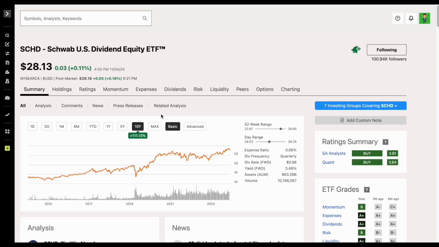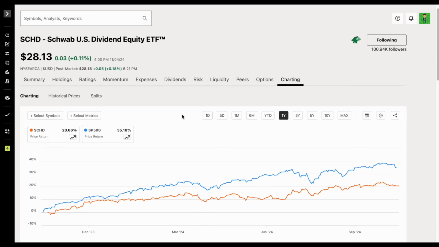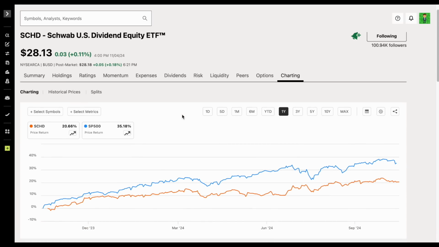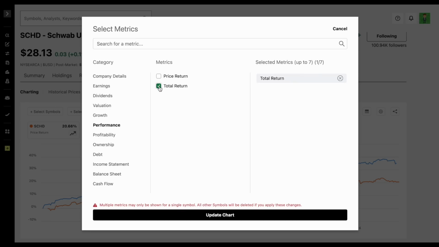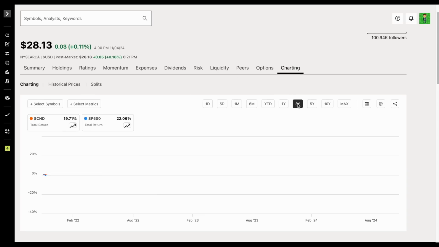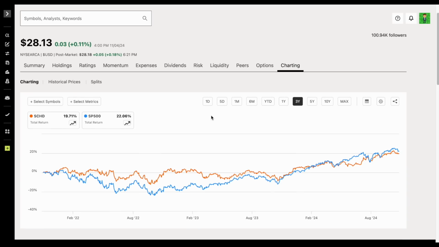But let's address some of the concerns. If we come over to charting and look at SCHD compared to the S&P 500 over the past year, the S&P 500 is up about 35%. Meanwhile, SCHD is up 20%. That's a pretty big difference. Now there's a couple things we have to make note of first. We're not looking at total return yet, we're looking at price return, so let's fix this. We'll come up here and select total return and update our chart, and if we look at the past 3 years, we can see it's quite a bit closer, and in fact, SCHD was outperforming the S&P 500 for quite some time during this time period, but as of very recently, the S&P 500 passed SCHD.